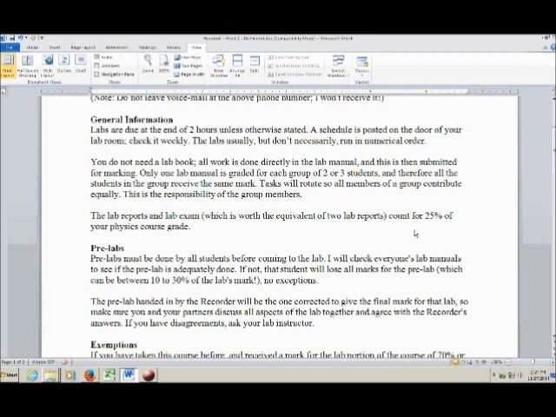The labs count for 25% of your total course grade, and there is a lab exam. So do look on the schedule. The lab exam is Lab 8. It happens in the middle of the semester. No, you do not have a second one that happens at the end of the semester. So there's one lab exam, Lab 8, that happens mid-semester.